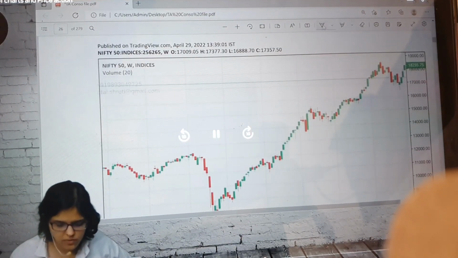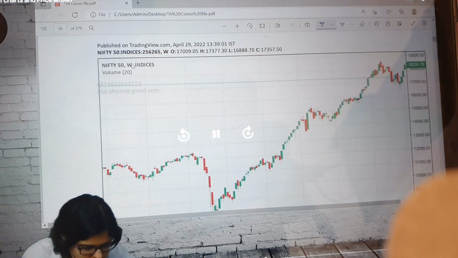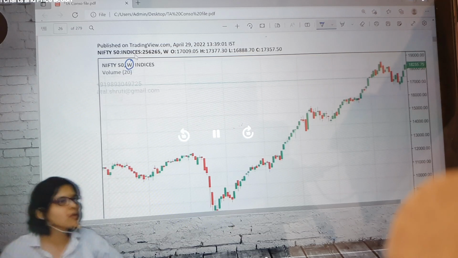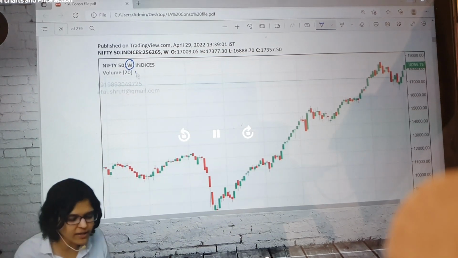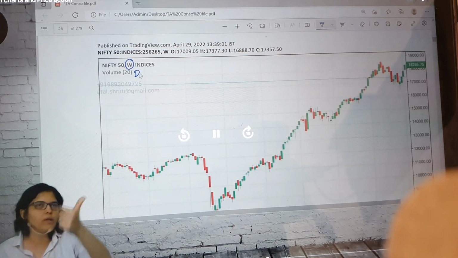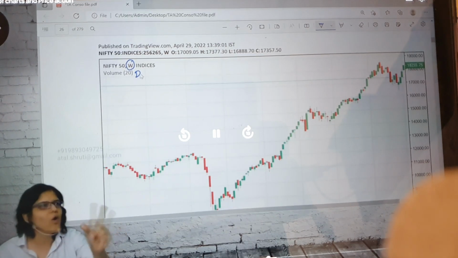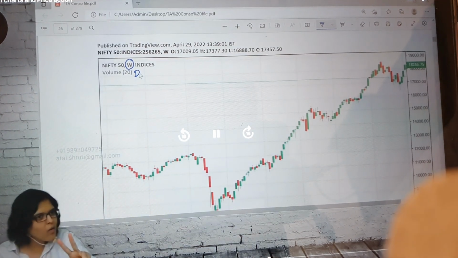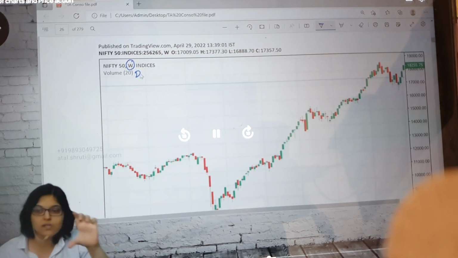I'll show it here only. Okay, now here, if you see, you can see Nifty and here W is written. It's a weekly candle. Had D been written, it would have been a daily candle. Means what? Open, high, low, close, but of what? Of one day, or one week, or one month. That is how the candle will be formed.